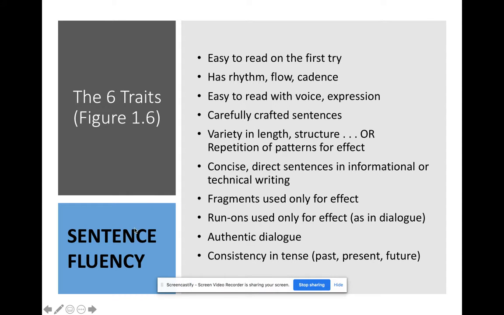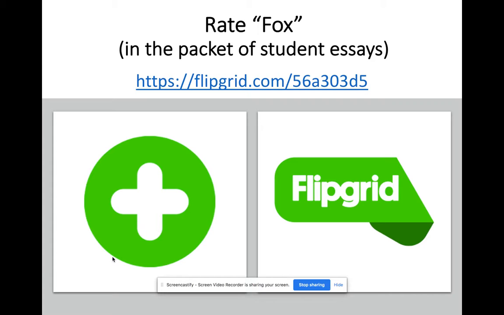For sentence fluency, it's really like even having kids rewrite the same sentences in as many ways as they can. Adding dialogue where there wasn't dialogue before to kind of break it up some. Those are different ways that we can help them.